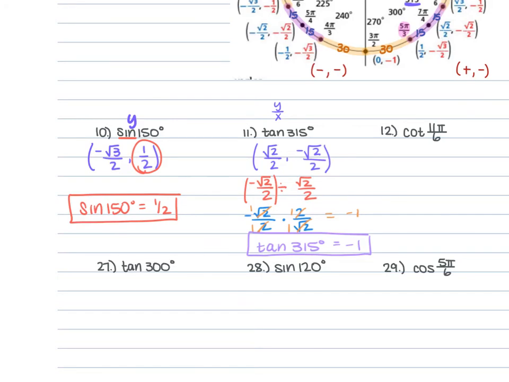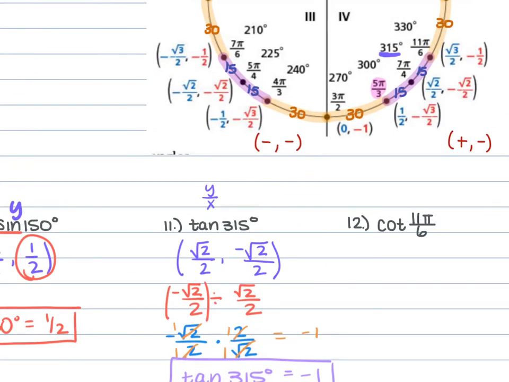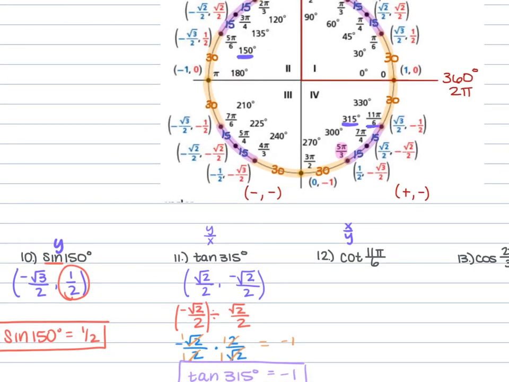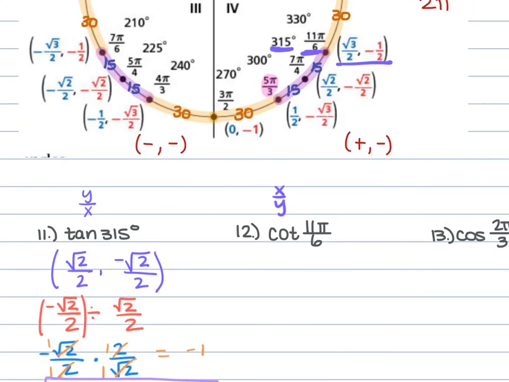Our cotangent of 11 pi over 6, we're going to get by doing x over y. 11 pi over 6 is here, so we're going to use the ordered pair square root 3 over 2, comma, negative 1/2. So x divided by y. We're going to rewrite this. X divided by y.